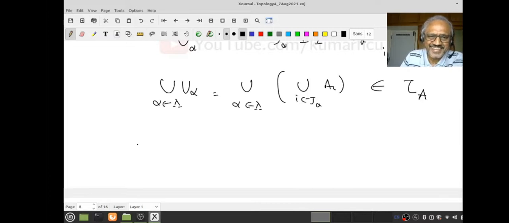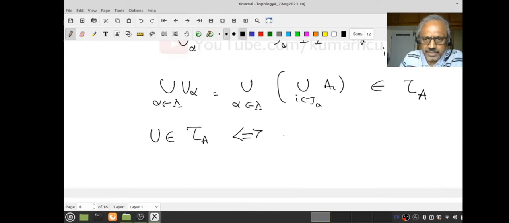Okay, so there is another method. Suppose I say U belongs to tau of A. Do you think this is clear? If and only if for every x in U, there exists an A I in script A so that x belongs to A I and A I is contained in U.